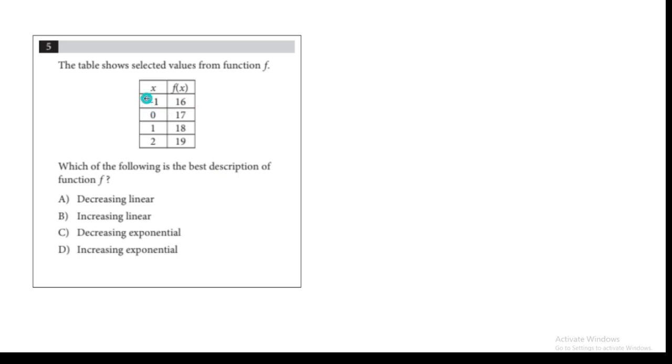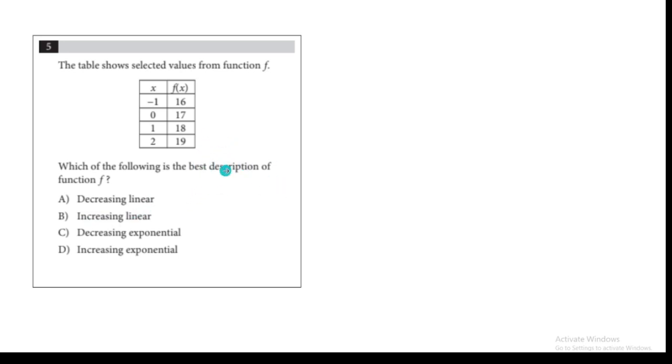For linear or exponential, we look at the y values. We will see if the increase is addition or multiplication. 16 plus 1 equals 17. 17 plus 1 equals 18. We are adding 1 in each step, adding, not multiplying. Sometimes in other tables you will see the increase is multiplying. In this case it is addition, so it is a linear equation.